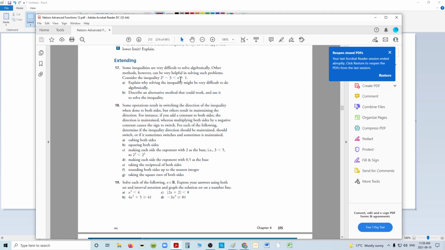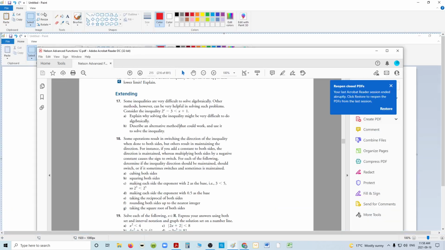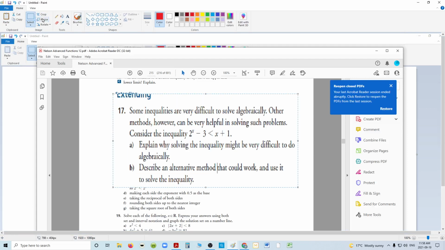So then you will also have to know your log rules for addition, and it can get very complicated. What's another way to do it? You could put it in a graphics calculator and see when this function is below the line. You can also use some table of values. So this is where it helps to know your equations.